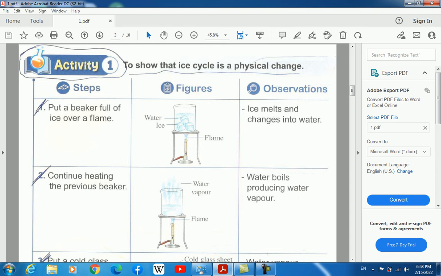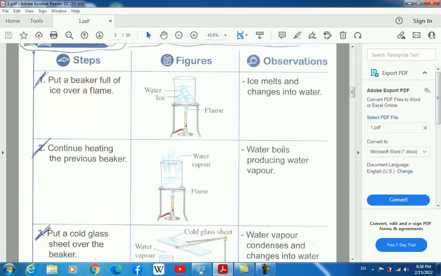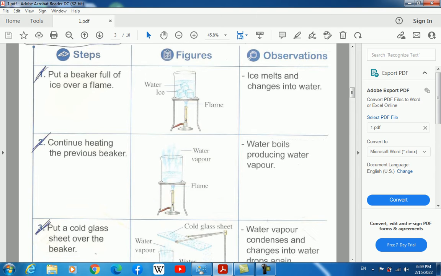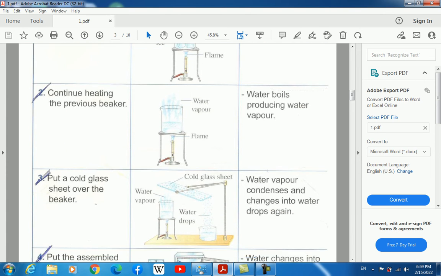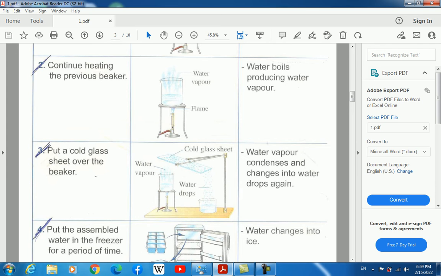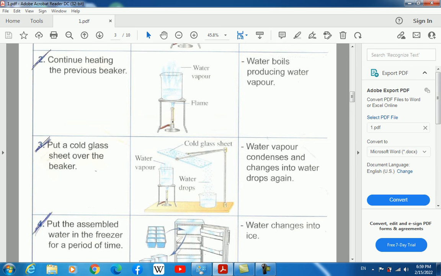So let's do an activity, and let's call this Activity 1. The purpose of this activity is to show that the ice cycle is a physical change. What are the steps? First of all, put a beaker full of ice over a flame like shown in the figure. What will happen? The ice melts and it changes into water. Then we continue heating the previous beaker, so we are now heating the water. What will happen? Water boils, producing water vapor.